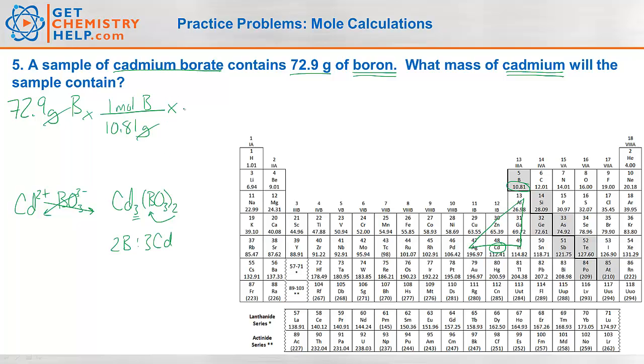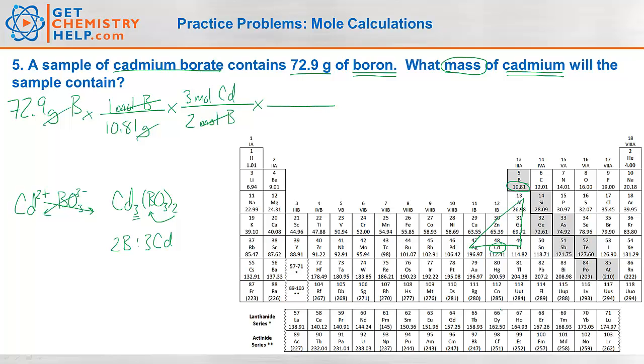So which one needs to go on the bottom? Well, I'm starting with boron, so I need to put 2 moles boron down here, for every 3 moles cadmium on the top. So now I'm in moles of cadmium, but I want mass of cadmium. So moles to mass, we use the molar mass.